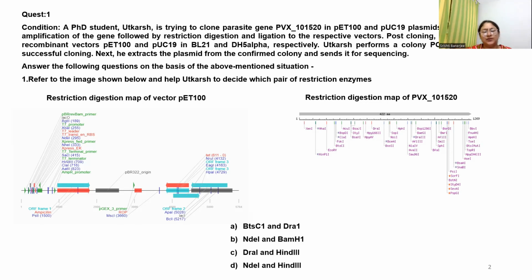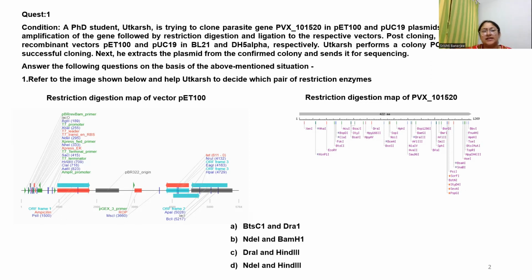So that is done in BL21 and DH5 alpha. You need not worry about the names. These are just names of strains. And once that is done, you need to see whether your cloning experiment is successful or not. And how do we do that? We do it with a colony PCR.